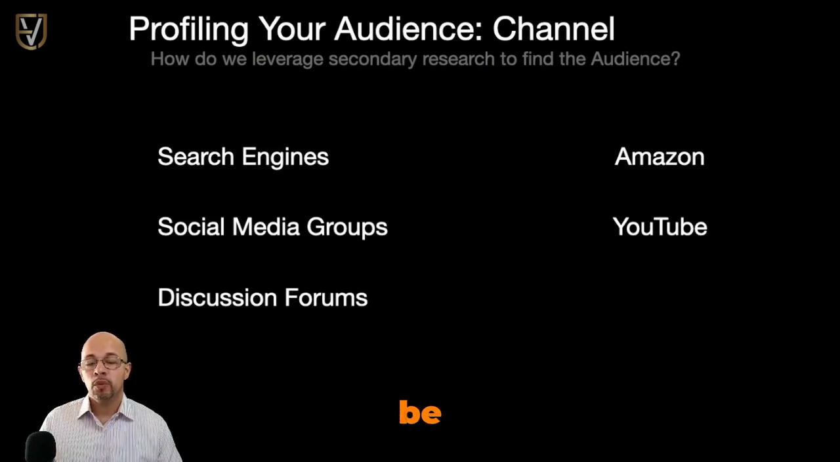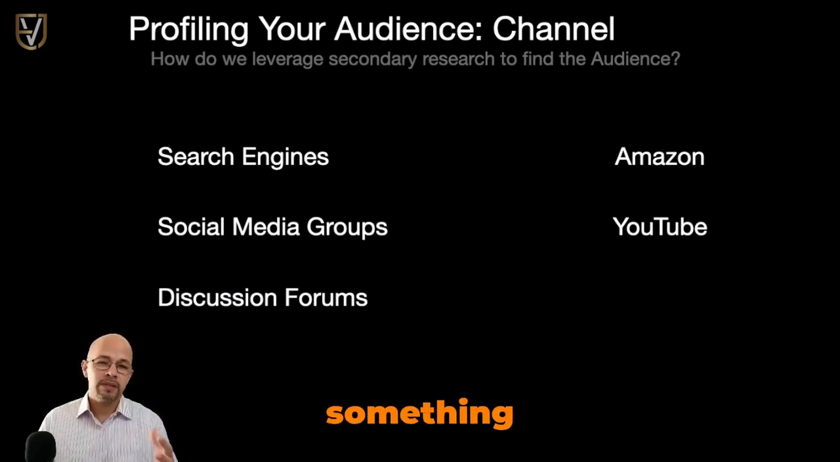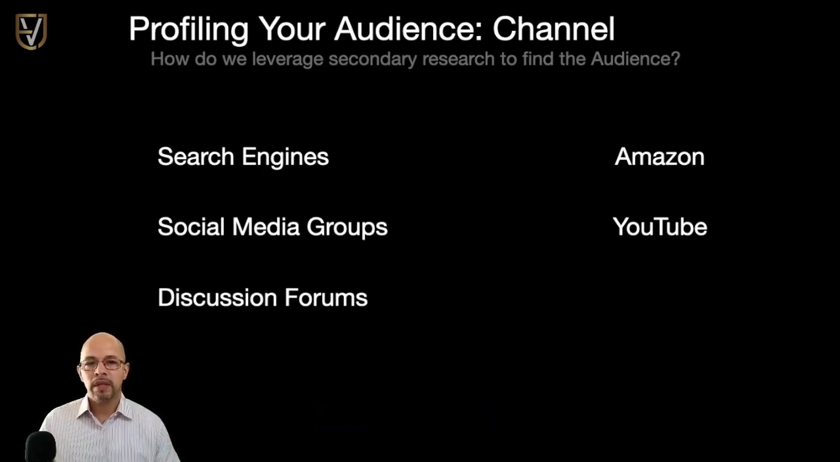And then the third one would be discussion forums. There are discussion forums, the more popular ones being Reddit and Quora. Most likely, if nothing is found there, then the odds of finding something at a different platform has a lower probability.